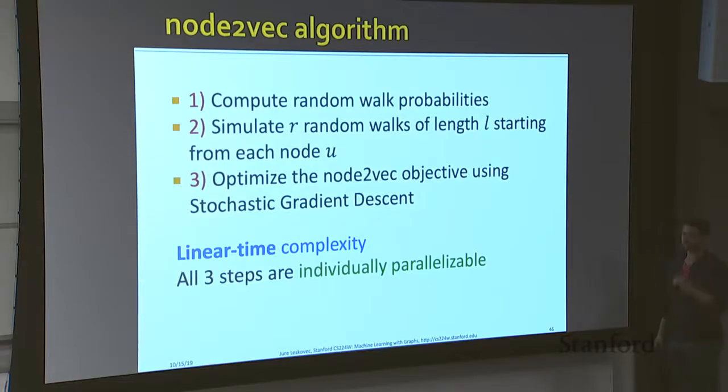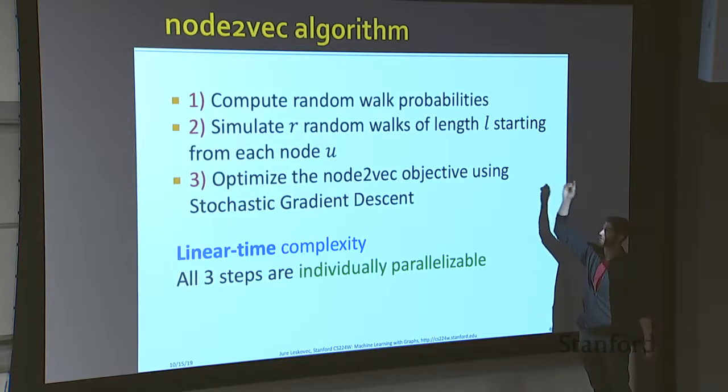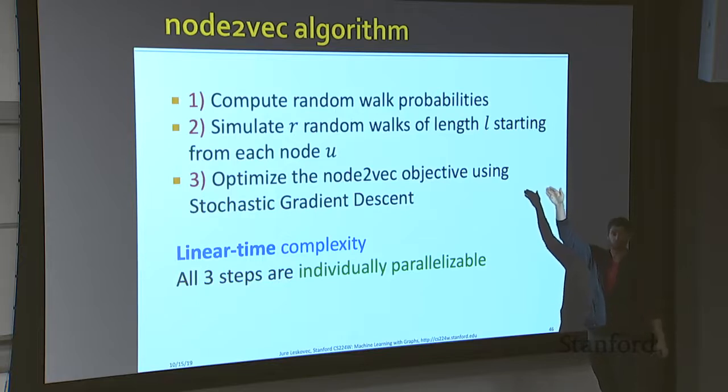So let's recap very quickly our Node2Vec algorithm. We compute our random walk probabilities. It's exactly the same as what we've seen before, even with DeepWalk. Then we simulate random walks of length r starting from each node u. The key catch is that the way we perform these random walks depends on our P and Q parameters, biasing them more towards BFS or DFS.